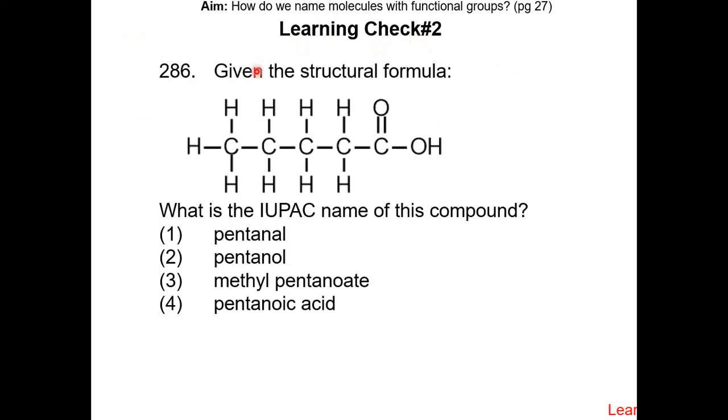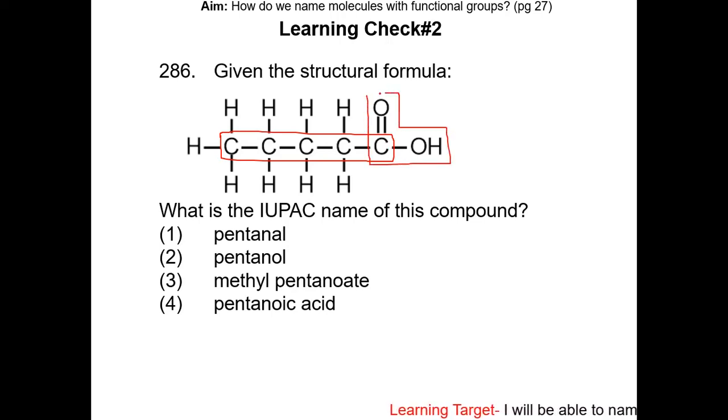Learning check number 2. Given the structural formula, what is the IUPAC name of this compound? Pause the video. Resume when completed. The first step is to figure out the parent chain. The parent chain is 5 carbons long, and there are only carbon-carbon single bonds. Next, we check the functional group. The functional group is organic acid. So the name of this compound will be pentanoic acid. Choice 4.